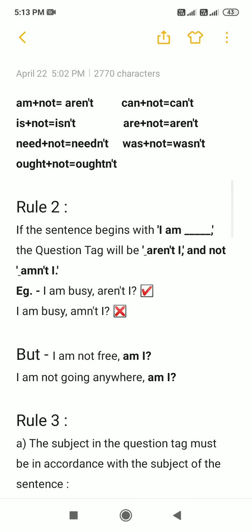Now, see certain important rules related to this. If the statement begins with I am, what should we do? I am busy. Aren't I? We cannot write am not I because we cannot use the contracted form of not with am. Not allowed. I am busy. Aren't I? I'm not free. If the statement is negative, we write am I in the question tag.